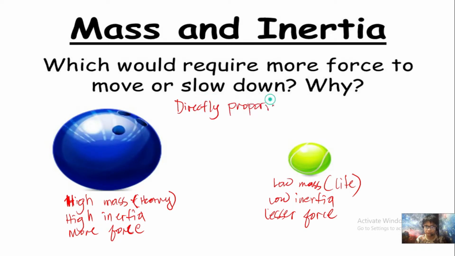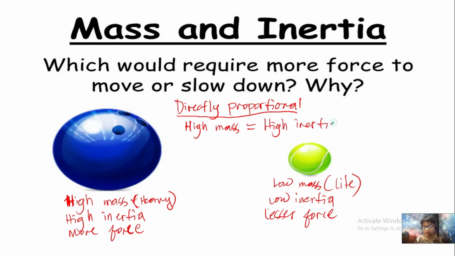So, when we say directly proportional, if one goes up, the other one also goes up. And when one value goes down, the other value will go down as well. So, in this case, mass and inertia, if the mass is high, the inertia would also be high. That is the relationship. So, ibig sabihin yung mga mabibigat na bagay, malaki yung kanilang inertia.